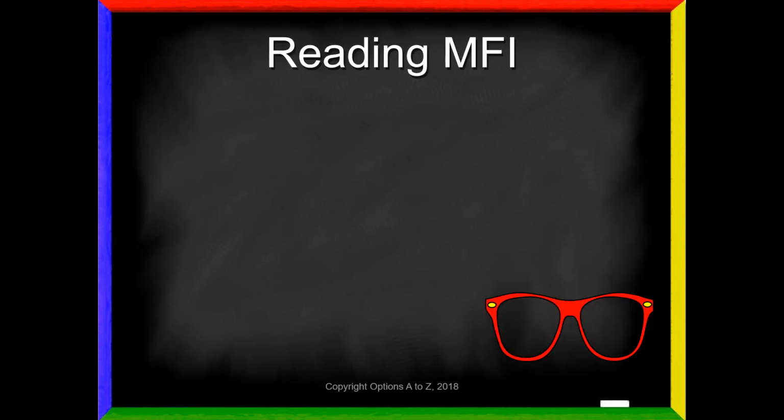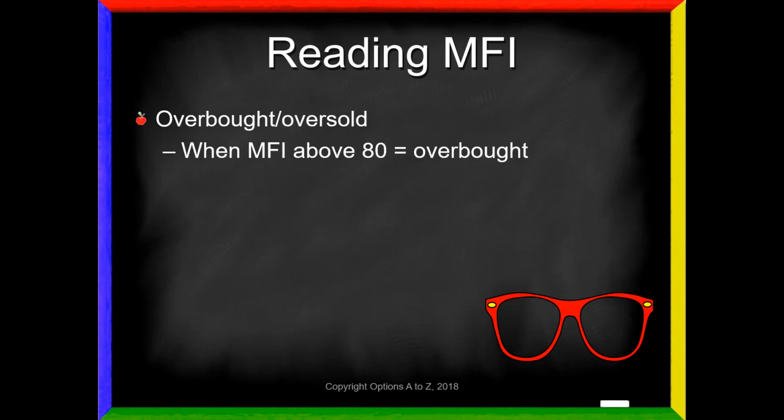So how do we read the Money Flow Index? Well, as you probably guessed, very much like the RSI. We can first look at overbought and oversold levels, whether we're above or below these 80-20 ranges. So when MFI is above 80, we read that as overbought.